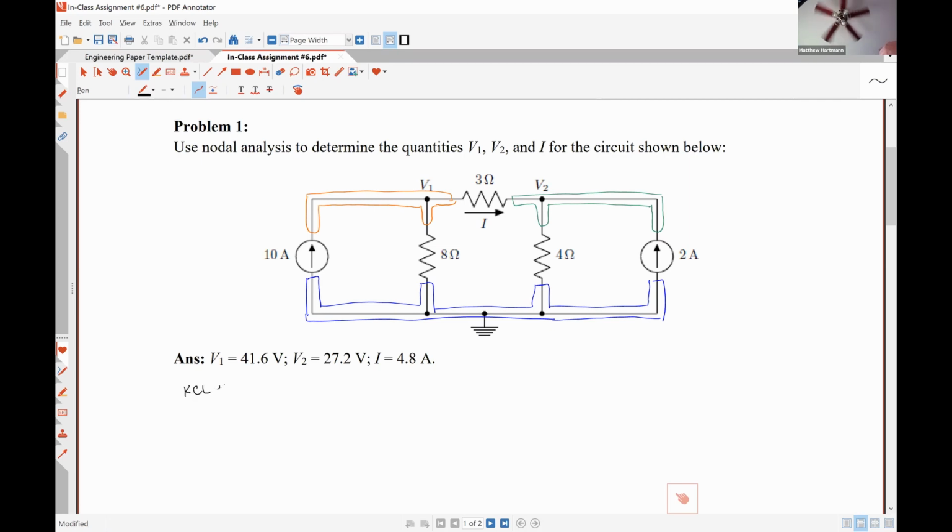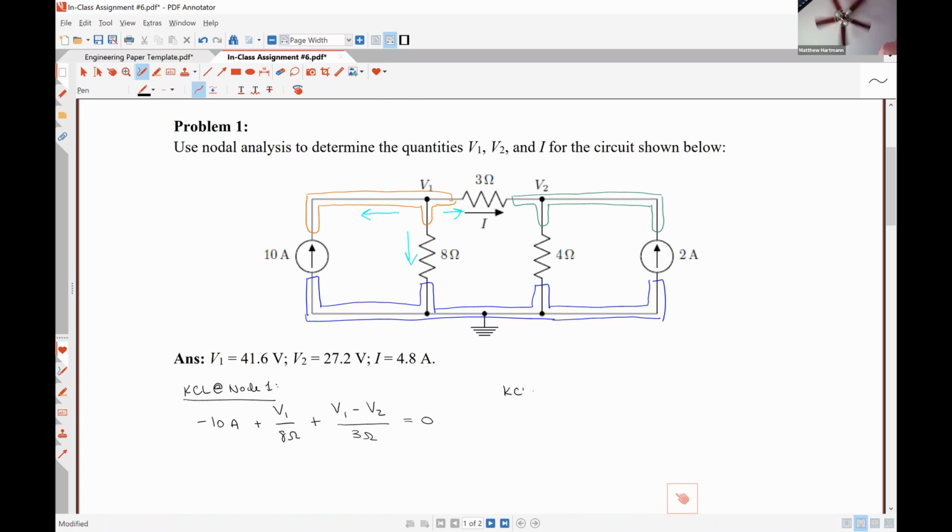So KCL at node 1, we're going to be adding together this current directed to the left, this current directed down, and this current directed to the right. The current directed to the left is negative 10. The current directed down is our nodal voltage V1 minus 0 over 8 ohms. And our current directed to the right is V1 minus V2 over 3 ohms, is equal to 0.